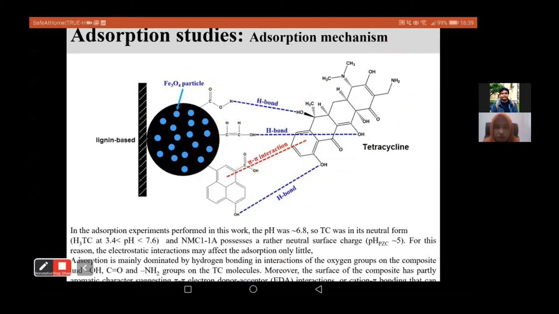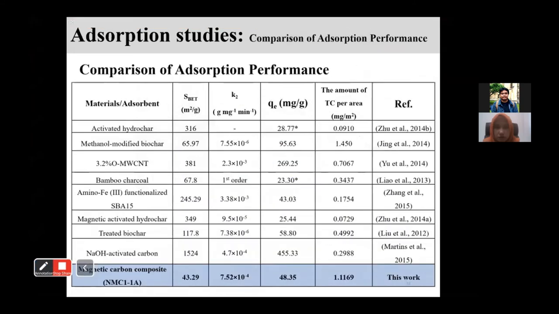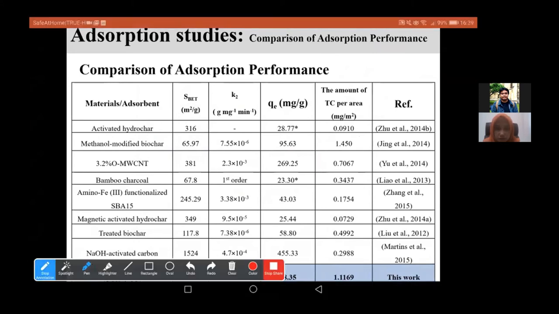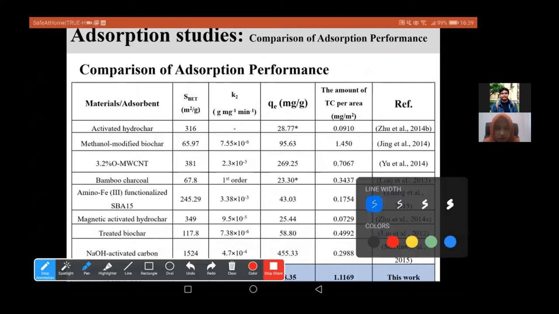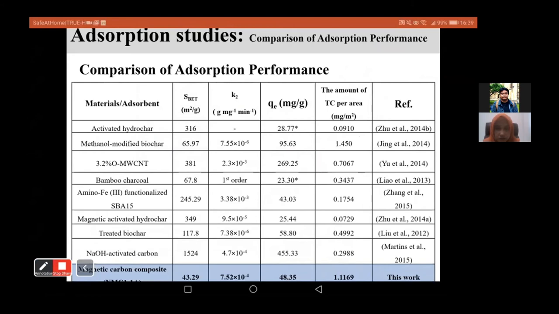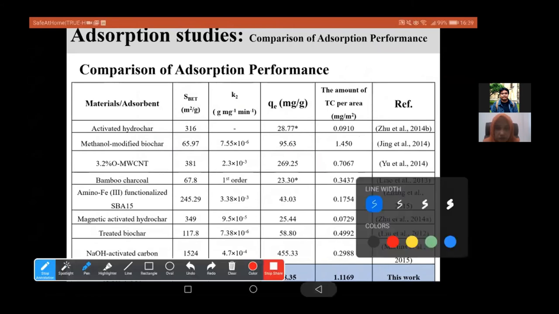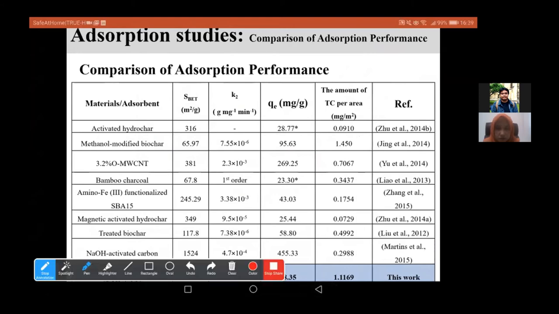Okay, let's move to the comparison table here. Why do I like the comparison table a lot? Because I also put this into the paper, and one reviewer asked me, let's see here, your value is really quite low. The value of the adsorption and the value of the kinetics compared to the other works. If you notice here, you would see that it's not that high, right? It's really small.